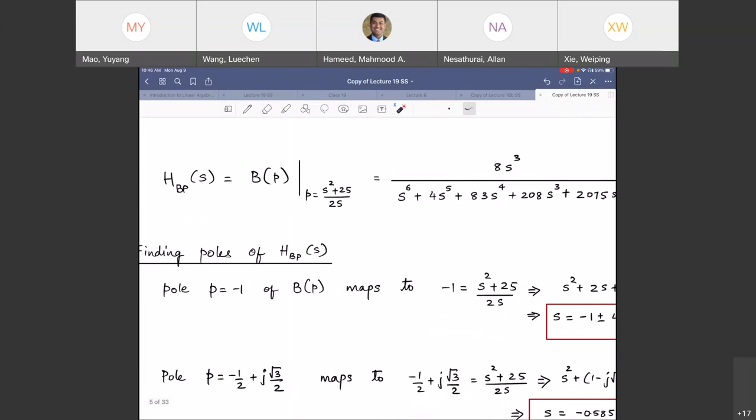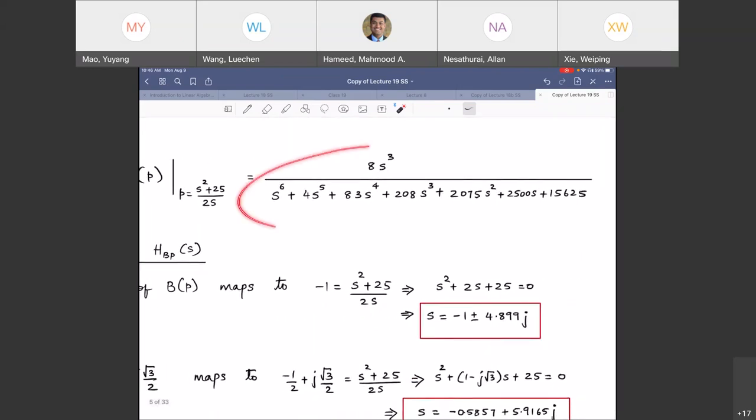And now I'm using S instead of P, right? P was for prototype. Now I have this. What do I have here? I have 6 poles, right? 6 is the highest power of S here. So 3 had to become 6, and this is supporting that. I need to figure out where those 6 poles are.